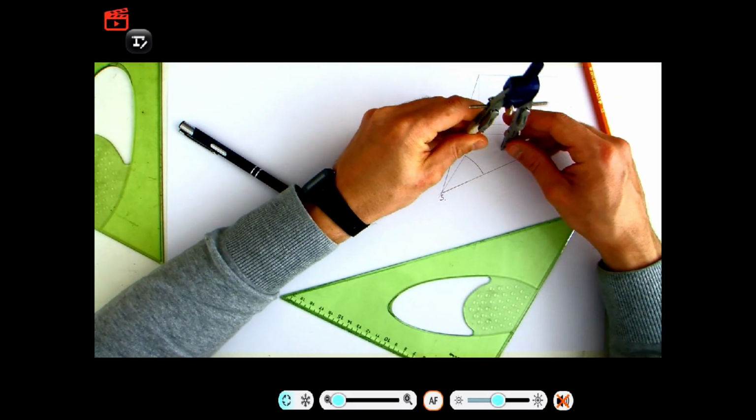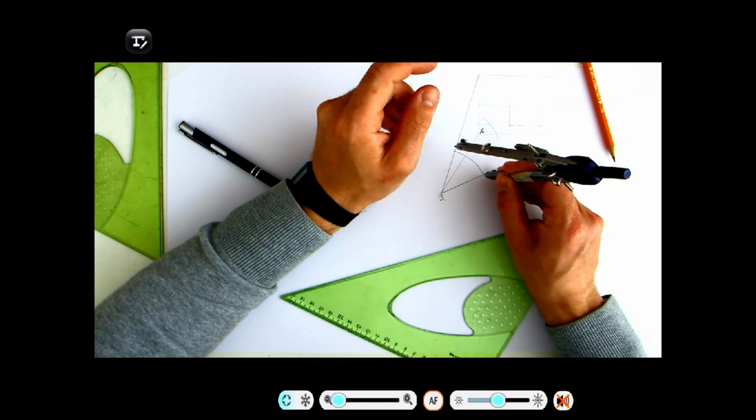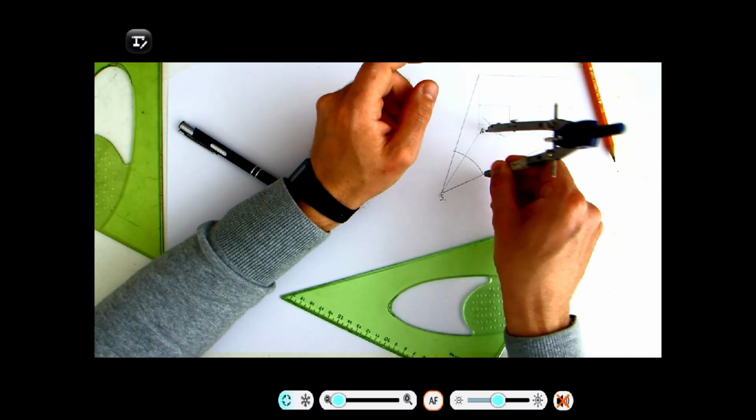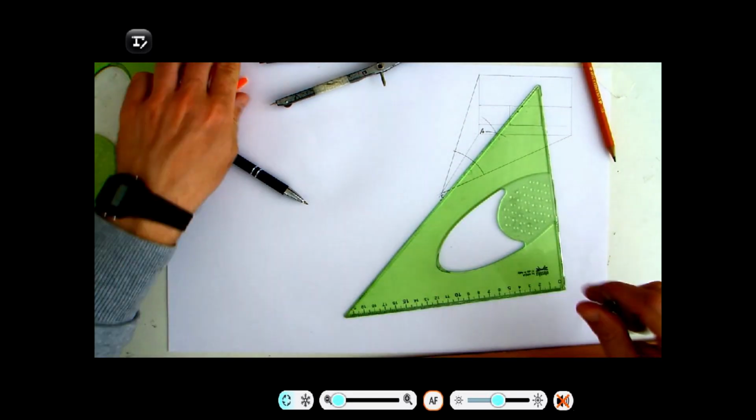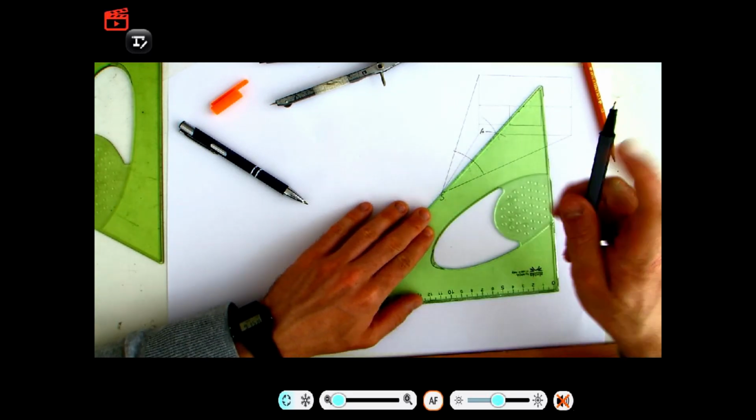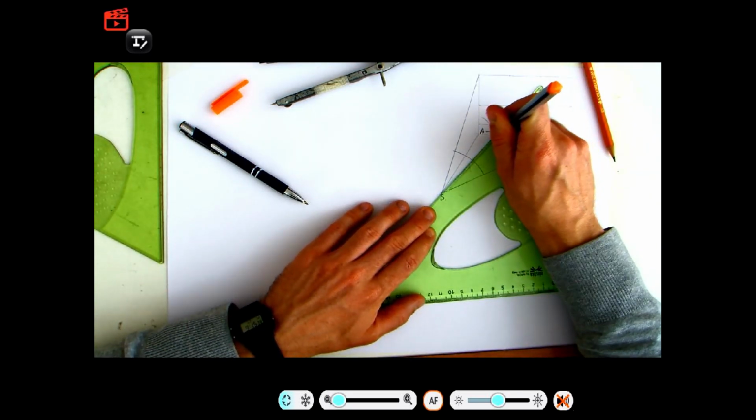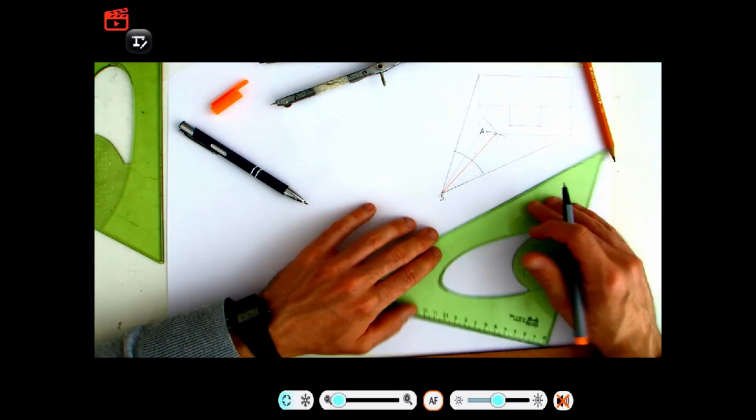So I'm going to use a bisection here, bisecting an angle method. And once we have that, we'll join the two of them up. Now sometimes at ordinary level they can give you the center line of vision or the angle of the picture plane, but in this one they have not.